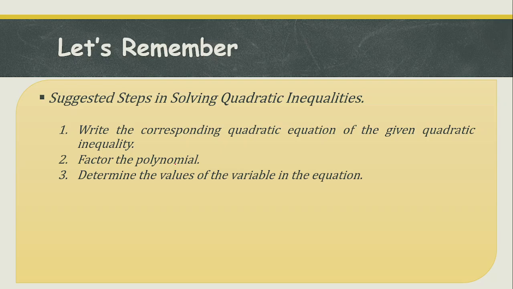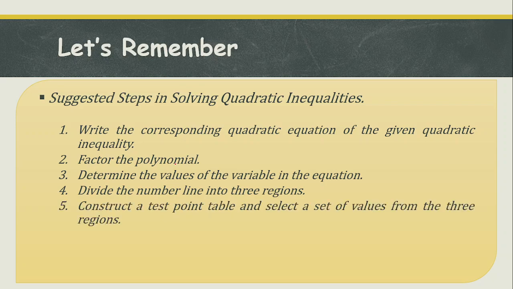Step 3, determine the values of the variable in the equation. Step 4, divide the number line into 3 regions with the help of the roots of the quadratic equation na pinactor out natin kanina. Then step 5, construct a test point table and select a set of values from the 3 regions which is based kay step number 4. Then step 6, graph the inequality. Magdidepende tayo sa test point table kung ano yung result sa each region. Kung true ba or false.